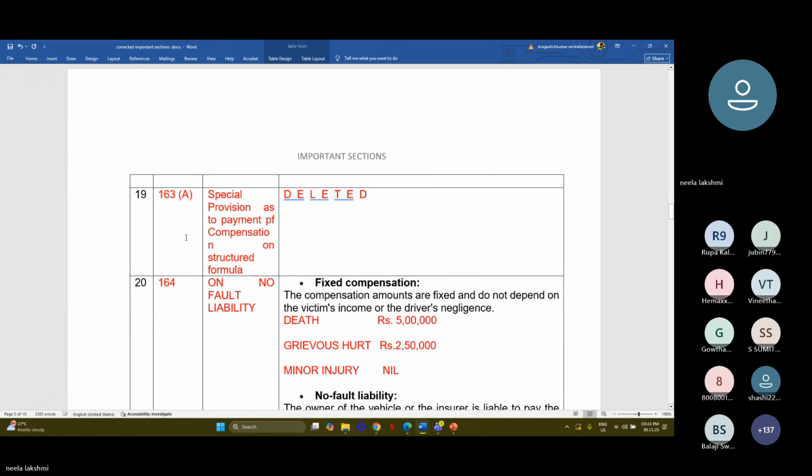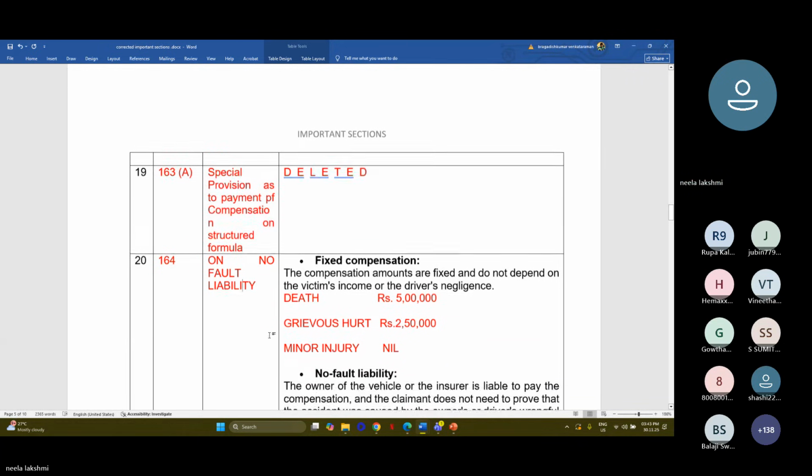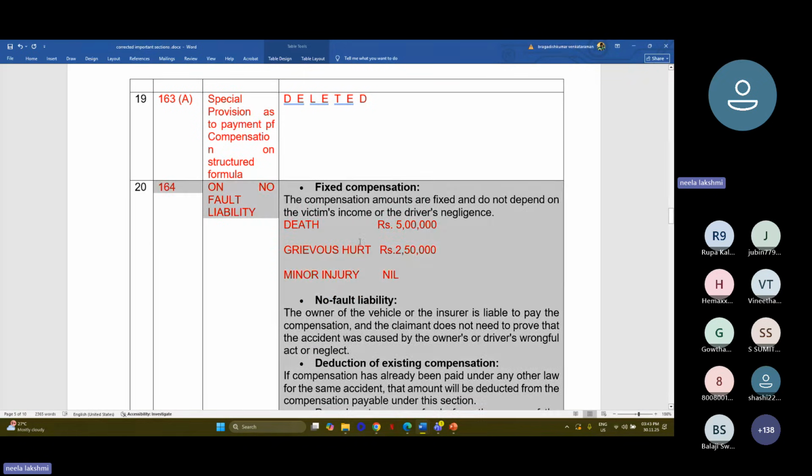Next one. Section 163A, structured formula compensation, which was earlier there in the 1988 Act, is completely deleted. Okay. Earlier we saw that sections 140, 142, 144 are completely deleted. That is, Chapter 10 is completely removed from the amended Act.